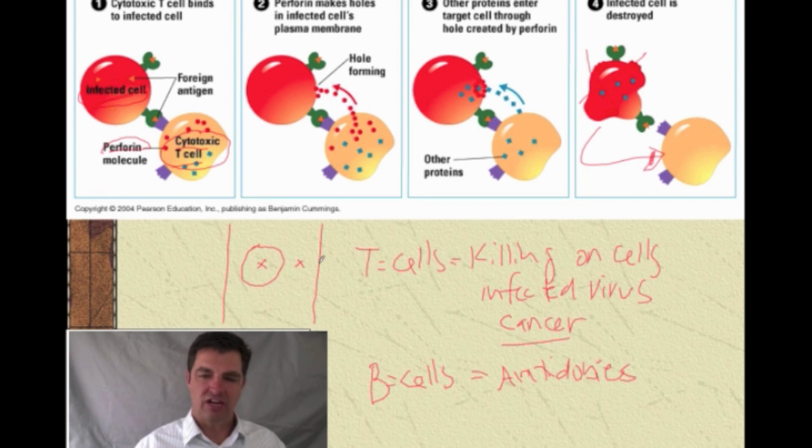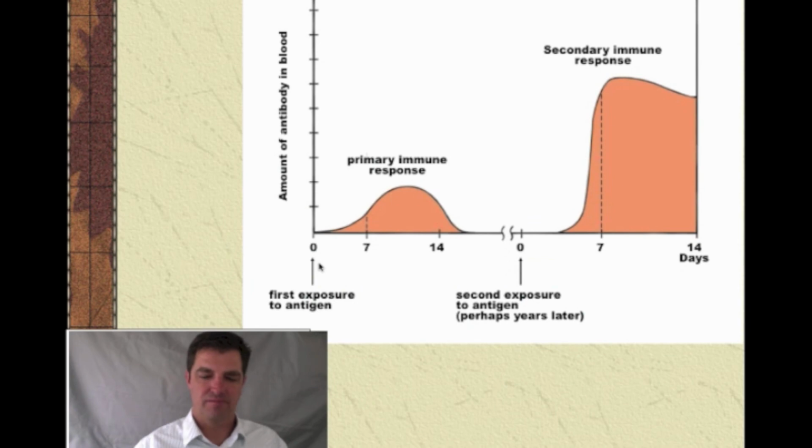Once again, there's a lot of interaction that goes on between the two. So I'm trying to simplify the difference between a T cell and a B cell, but realize that they're both sort of working together most of the time.